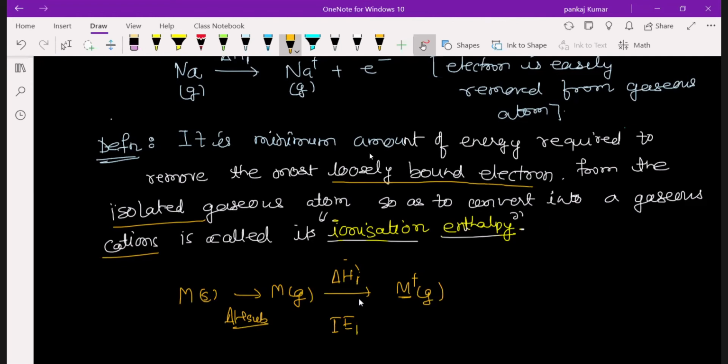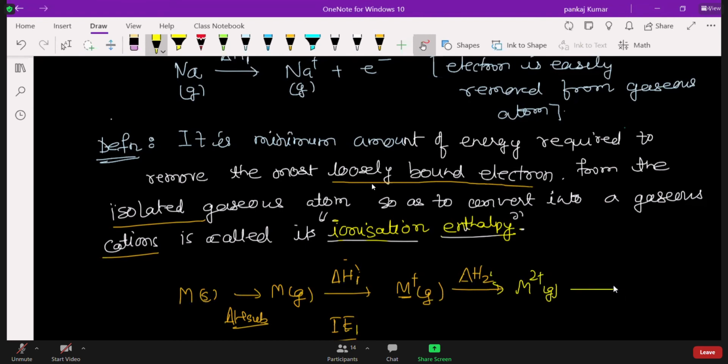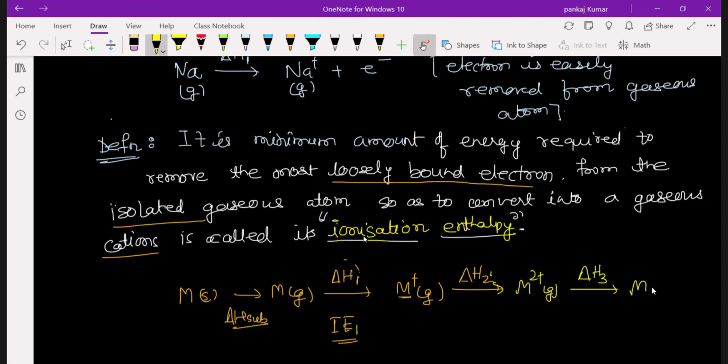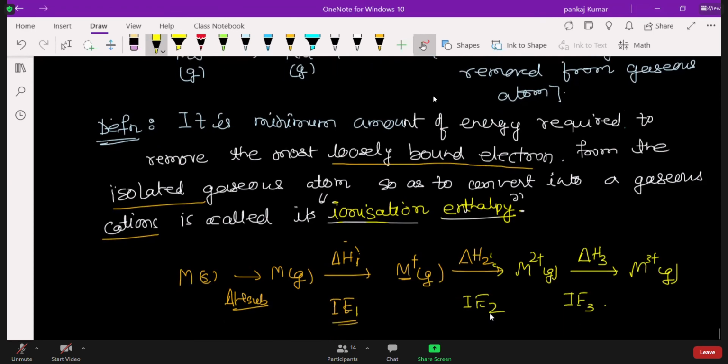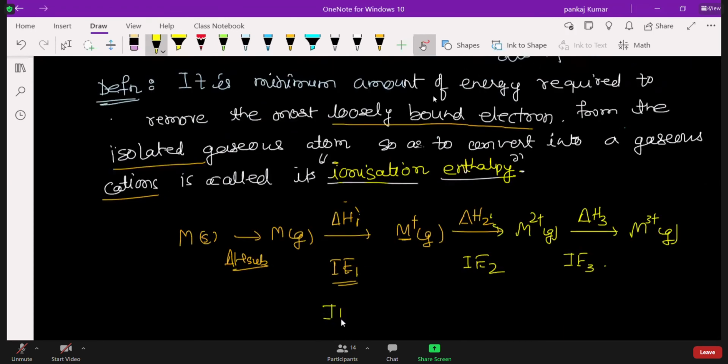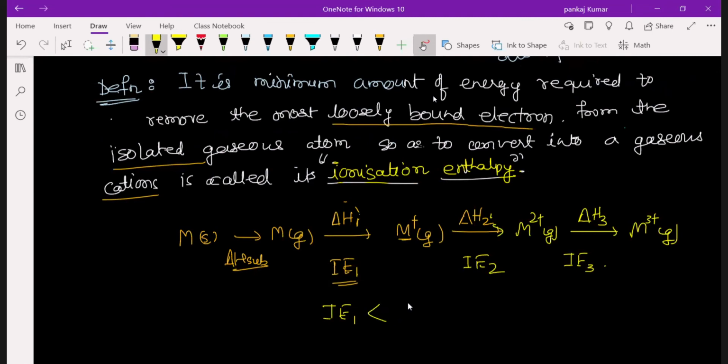We can remove any electron, but the energy requirement will be high. So this will turn into M2+ in gaseous state, and this will be again more. We can give again energy delta H3, so again it becomes M3+ in gaseous state. So this is your IE2, this will be IE3. In this, IE1 will be lesser than IE2, which is lesser than IE3.